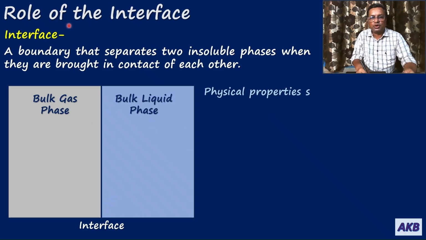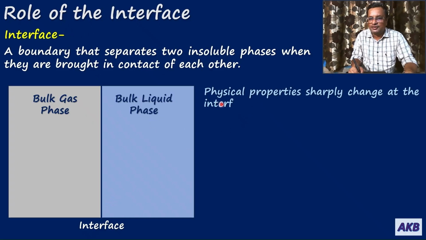Now, what can you say about the interface? Physical properties sharply change at the interface. That is, on one side of the interface, you have the gas phase, so all properties of gas will be existing. And on the other side of the interface, you have the liquid phase, where all properties of liquid will be existing. So there is a drastic change of physical properties across the interface. That's why I'm saying physical properties sharply change at the interface.